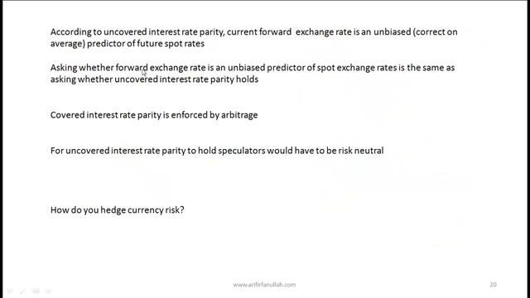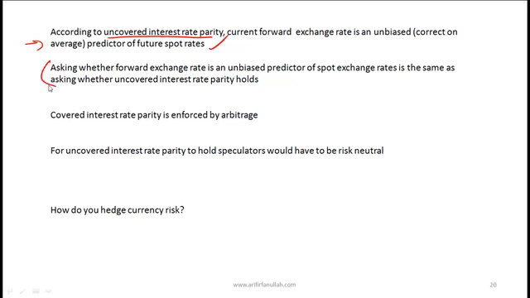A few more basic points and then we will get into example 4. According to uncovered interest rate parity, the current forward exchange rate is an unbiased predictor of future spot rates. So as you just saw, the formulas for the forward rate and the expected spot rate are essentially the same. And since they are the same, we can conclude that according to uncovered interest rate parity, the forward exchange rate is an unbiased predictor of future spot rates. So just memorize the statement.